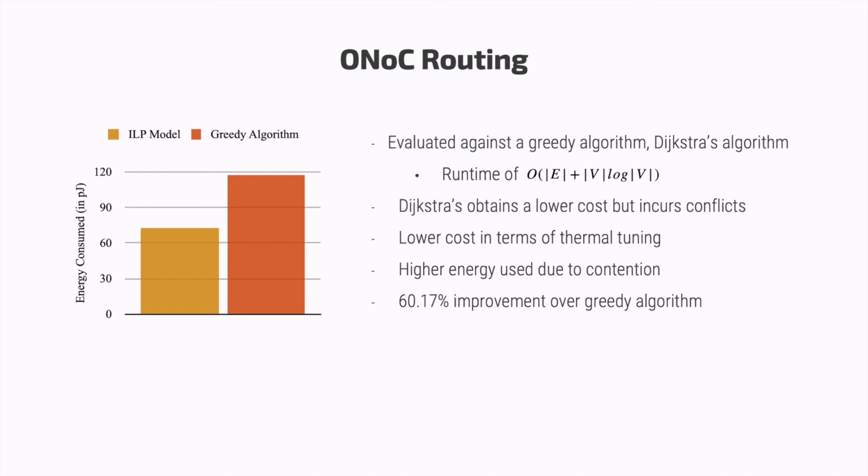After repeated tests, Dijkstra's obtains a lower cost for the multi-commodity flow model, but incurs conflicts since the same low-cost links are used when there are multiple communication signals transmitted in the same period. Even though the greedy algorithm produces a lower cost in terms of thermal tuning, energy used due to communication contention is an important contributing factor, especially as traffic increases. This leads to higher energy consumption than the ILP model. The developed ILP model is further evaluated with continuous mapping of a task graph and saw a 60.17% improvement of energy consumption over the greedy algorithm.